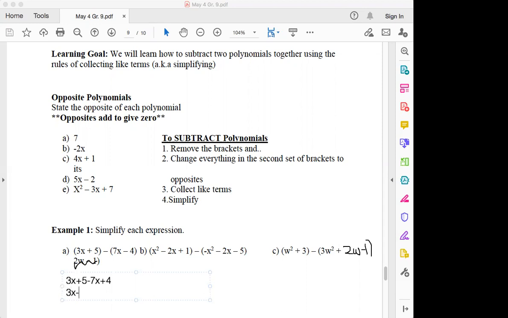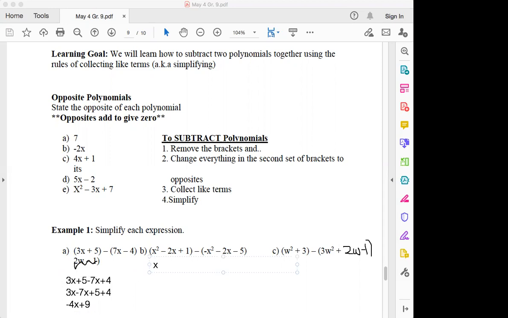So we have 3x minus 7x plus 5 plus 4. So 3x minus 7x gives us negative 4x. And then plus 5 plus 4 gives us plus 9. Okay.